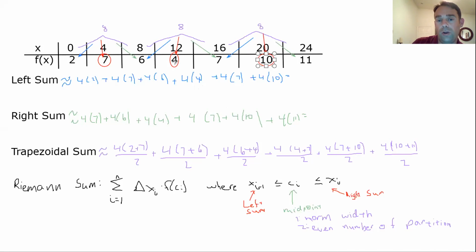So a midpoint sum, I need to have an even number of partitions so that way I can create a middle. I don't have to have an even number of midpoint partitions. I just need to have an even number of regular partitions so I can create a midpoint. And then I need it to be normed width.